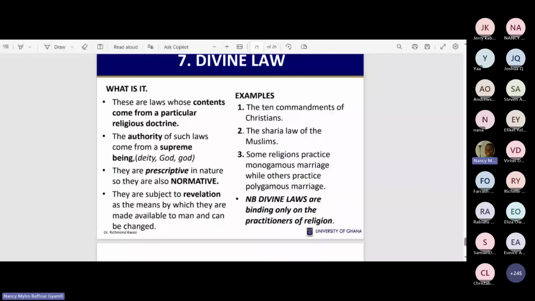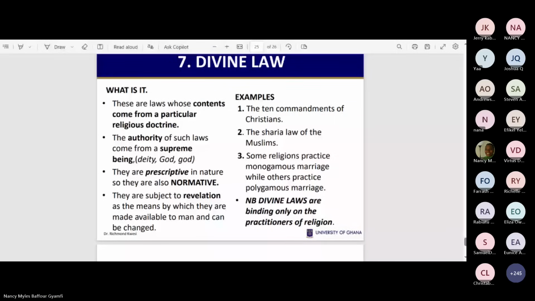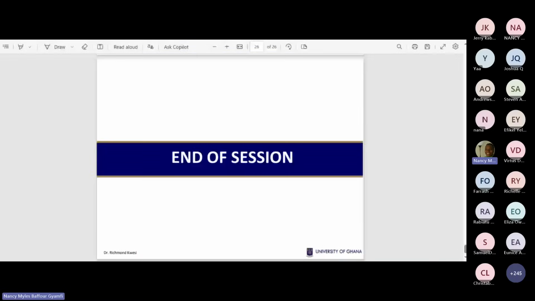The only exception is the natural law or the scientific laws, which is describing and not prescribing. I think I've said everything. So see the 10 commandments, the Sharia law. Adios, I'm done. Any question?